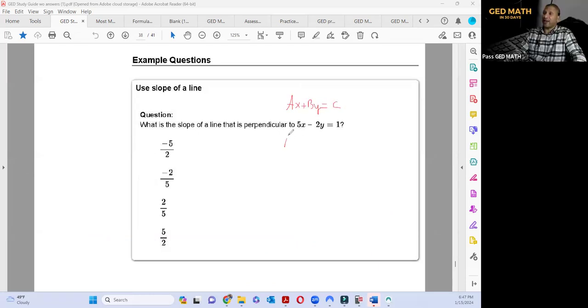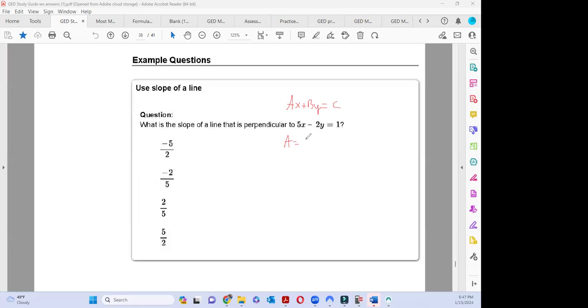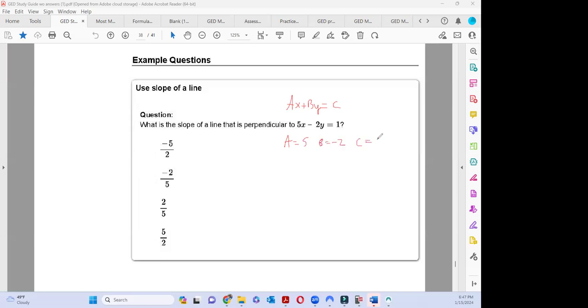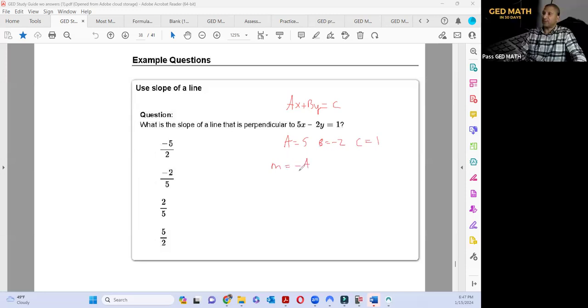And identify A, B, and C. A is 5. B is -2. C is 1. To find the slope of this line, you take the opposite of A and put it over B.